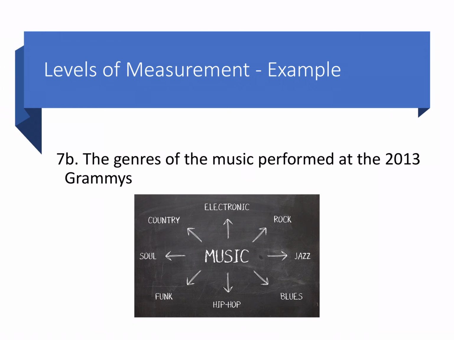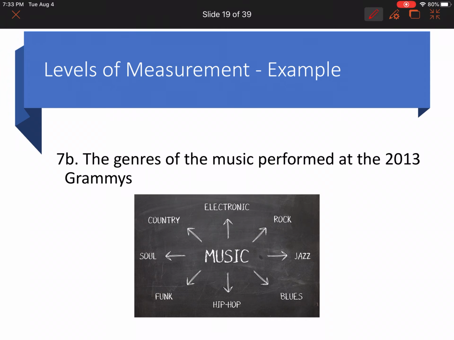Okay, contrast that with genres of music performed at the 2013 Grammys. So here I've got several different genres. Does it make any sense to do math with that? Is there any order to that? No. And some people might argue, oh, well, I could put them in alphabetical order. Well, you could, but does it make any sense in the context of what we're studying? No, it does not. And so we would put this at the nominal level of measurement.